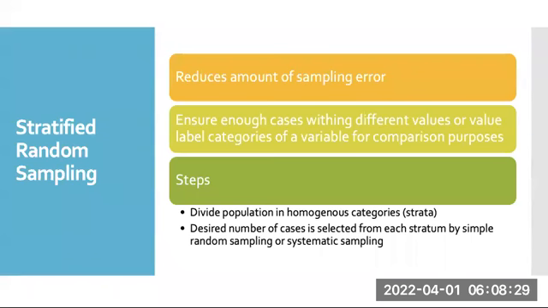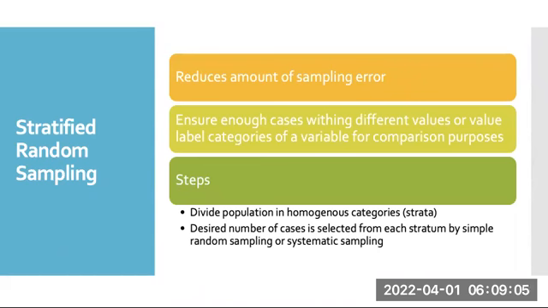Okay, so stratified random sampling is a type of probability sampling using which a research organization can branch out the entire population into multiple non-overlapping homogeneous groups. This helps to reduce the amount of sampling error and ensures enough cases within each different value. So the steps would be dividing the population into homogeneous categories, for example, gender, race, profession.